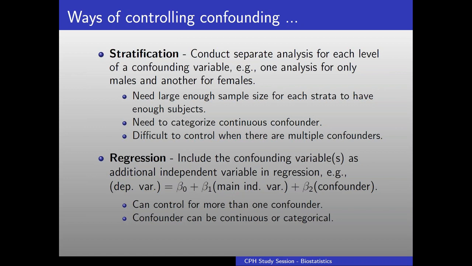Okay, and we talked about this a little bit. If you have a confounding variable, just add the confounders to your regression model as additional independent variables. You may only be interested in the relationship between the main independent variable and dependent variable, but the confounders can be interpreted in the same way as well. The advantage to using regression is that the confounder can either be continuous or categorical. It doesn't matter.